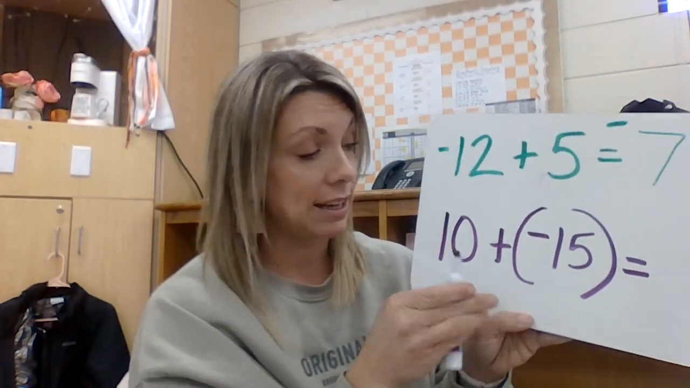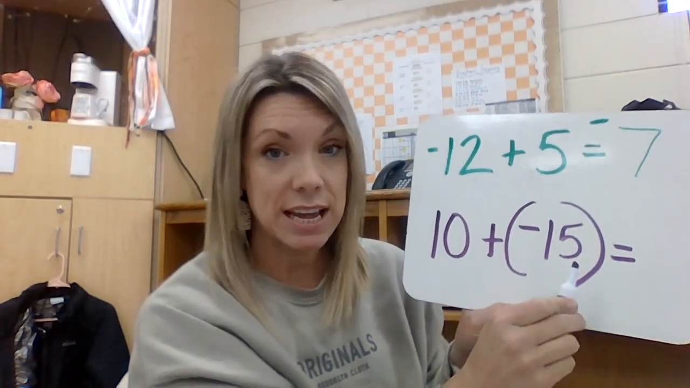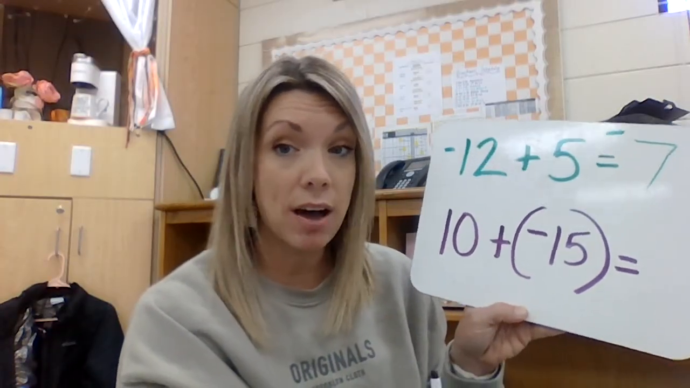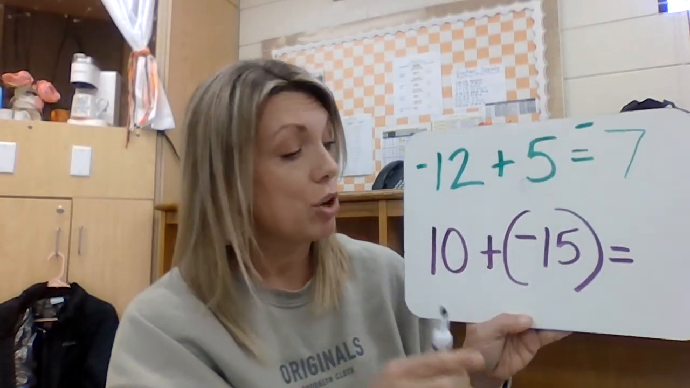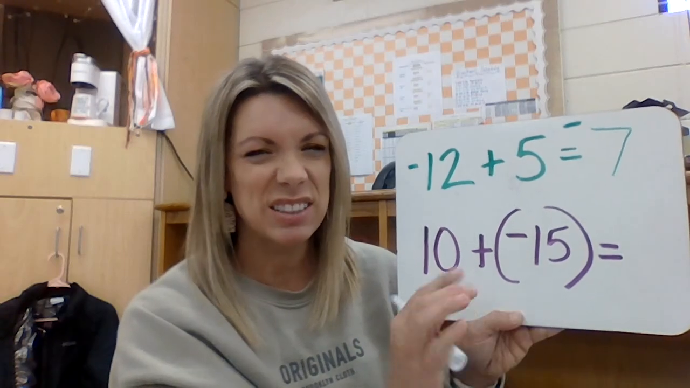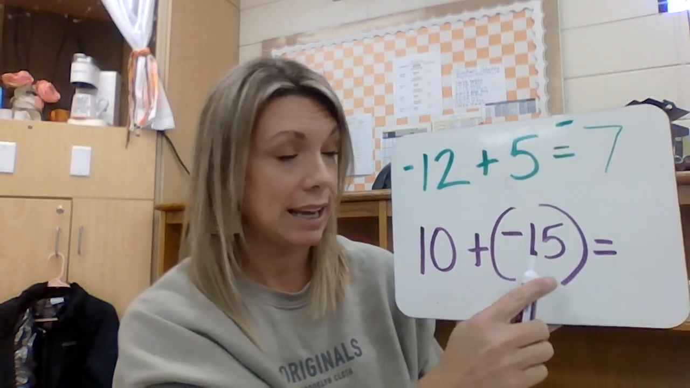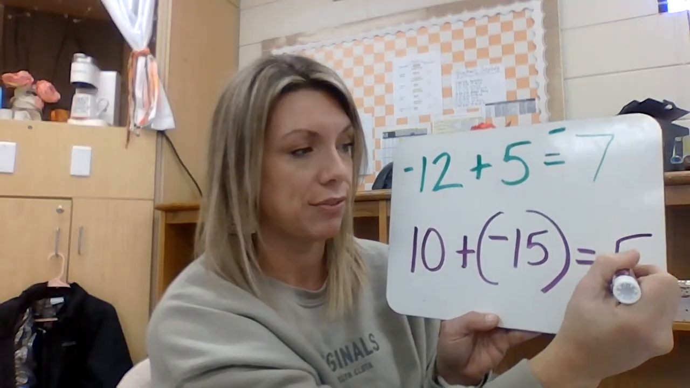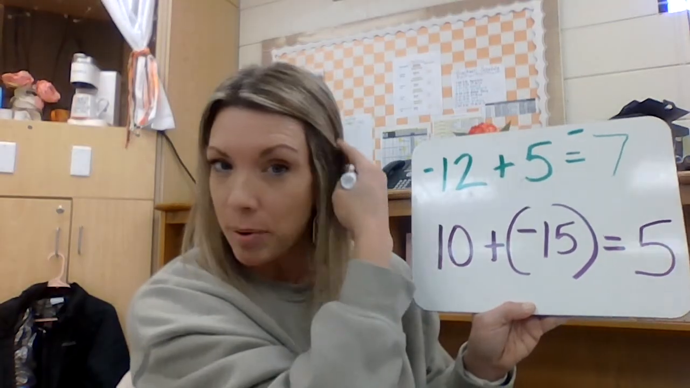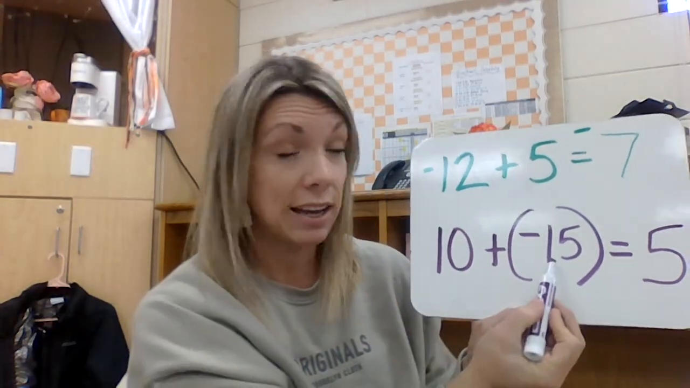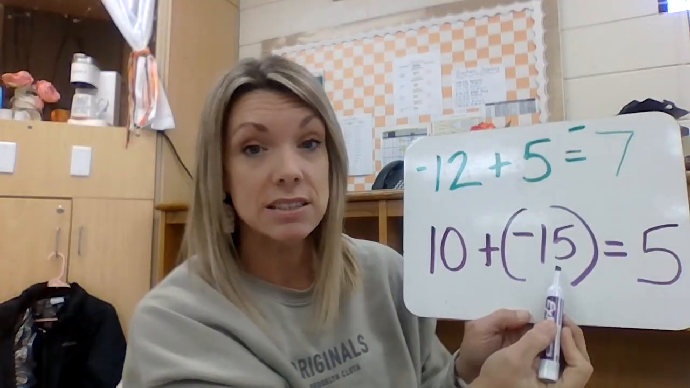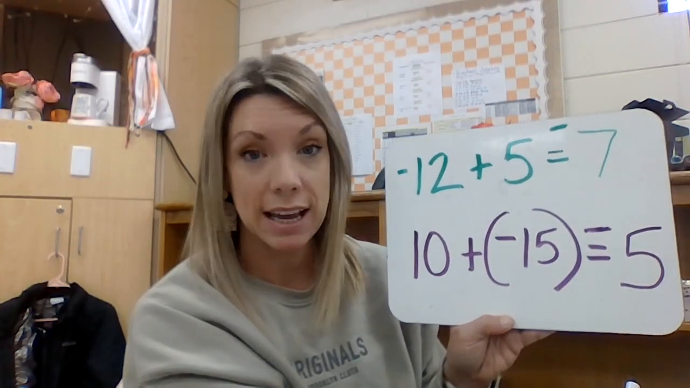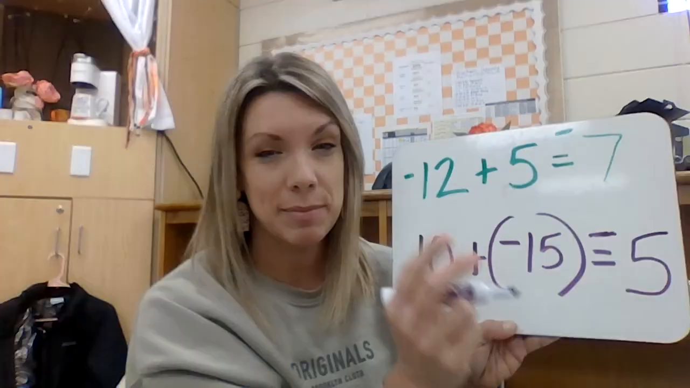Now look down here. We've got 10 plus negative 15. We've got one positive and one negative. Anytime you have one positive and one negative, you find the difference. What is the difference between 10 and 15? 15 minus 10 is 5. There's a 5 difference there. Now, is it going to be a positive or a negative? It's going to be a negative because 15 is the larger number and it is a negative. So our answer here is negative 5. All right, so that's the main rule.